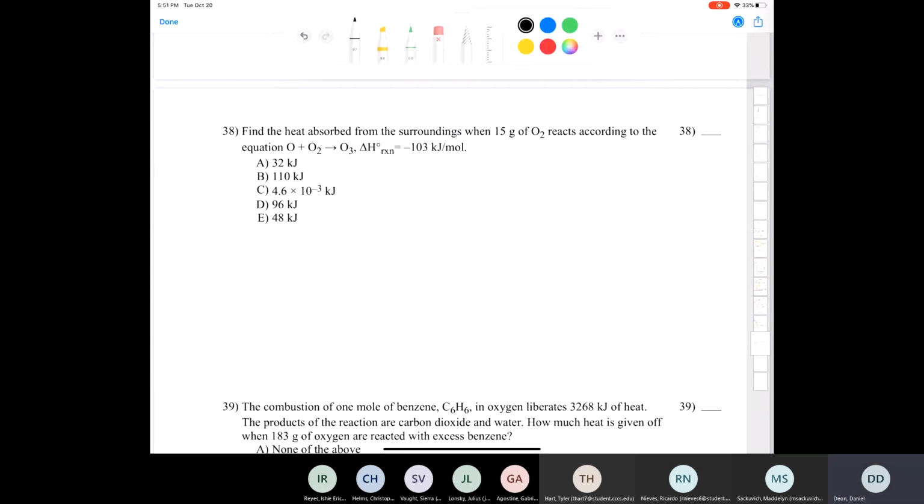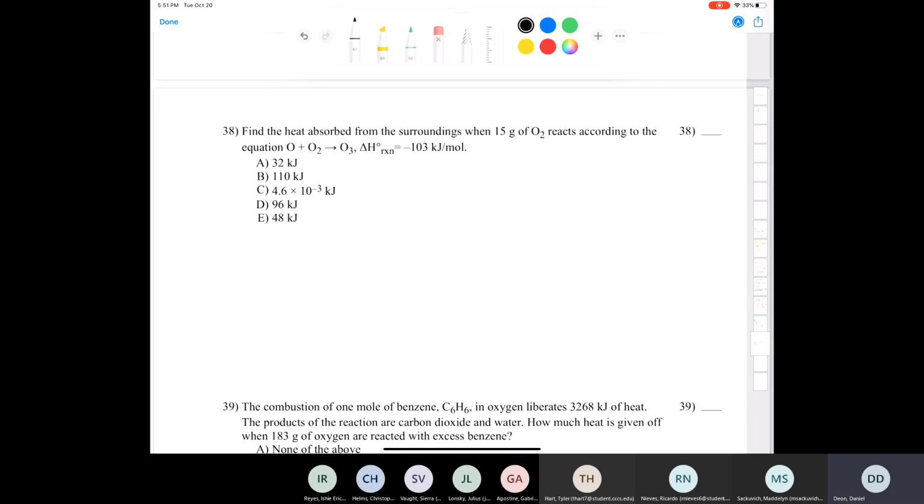Okay, 38. Find the heat that's absorbed from the surroundings when 15 grams of oxygen reacts, according to the equation shown here. So we have an oxygen atom plus oxygen gas produces ozone. We're given our delta H naught of reaction as negative 103 kilojoules per mole. And let's see here. It says heat absorbed from the surroundings.